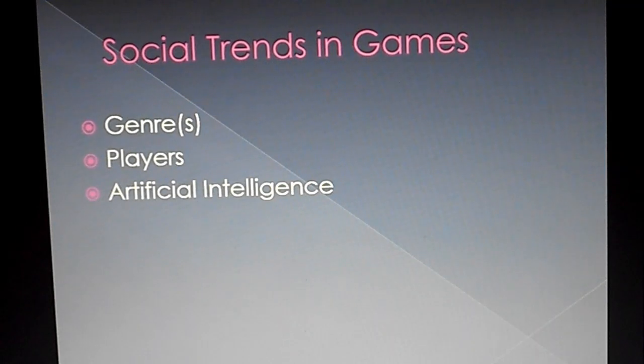Social trends. Genre. Within gaming there are 10 popular genres. These genres are racing, fighting, simulation, open world, action-adventure, sports, first-person shooter, battle royale, role-playing and multiplayer online. Some examples of these games include Mario Kart, Dynasty Warriors, Sims, The Witcher, The Legend of Zelda, Wii Sports, Call of Duty, Fortnite, Elder Scrolls and World of Warcraft.